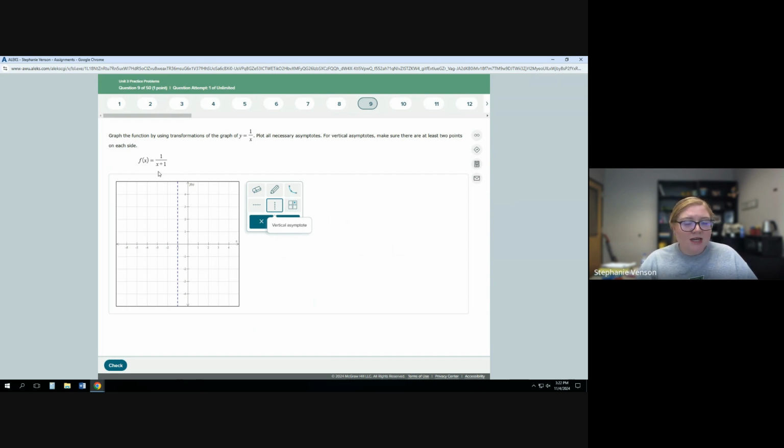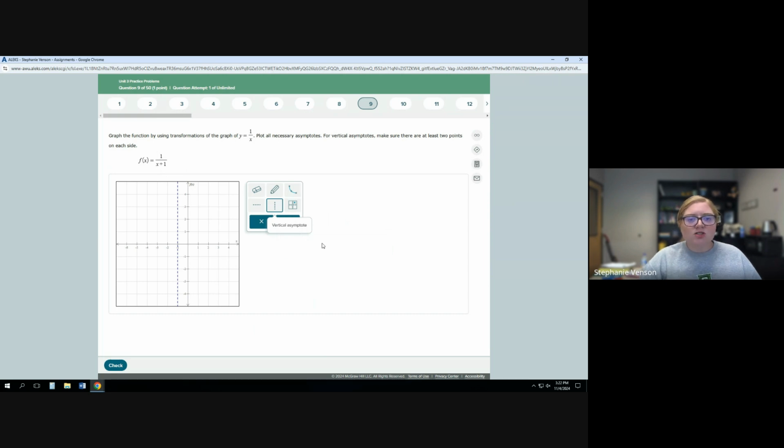Now we know that the horizontal asymptote is 0. Remember, that comes from our horizontal asymptote rules. When the degree in the numerator is less than the degree in the denominator, well, we have a horizontal asymptote of y equals 0. And that's the situation that we have here, because the degree in the numerator is 0 and the degree in the denominator is 1. So numerator degree is less than denominator degree, which makes the horizontal asymptote 0.